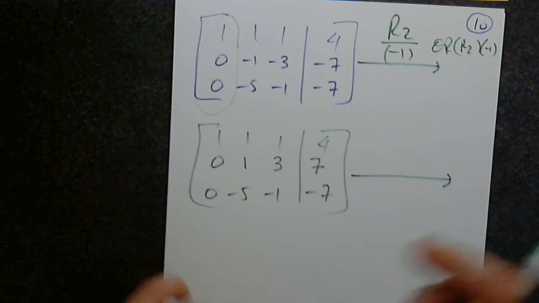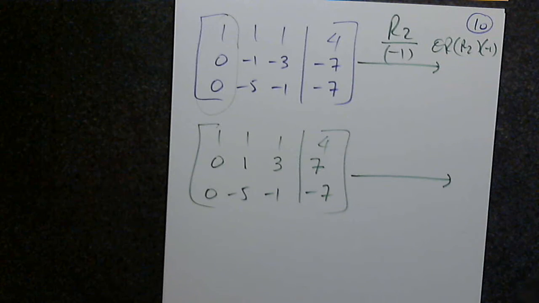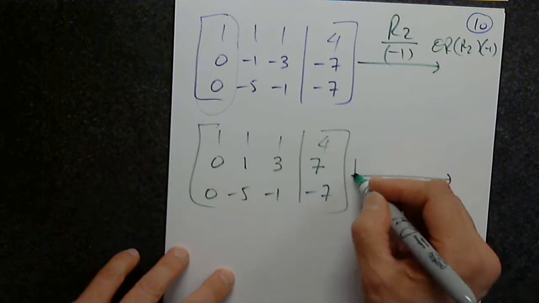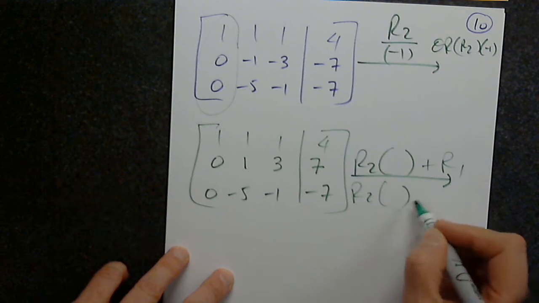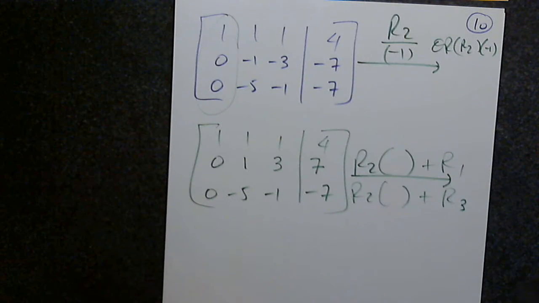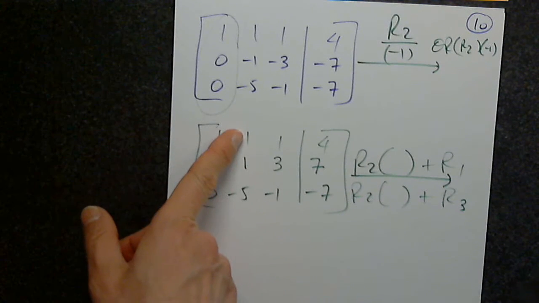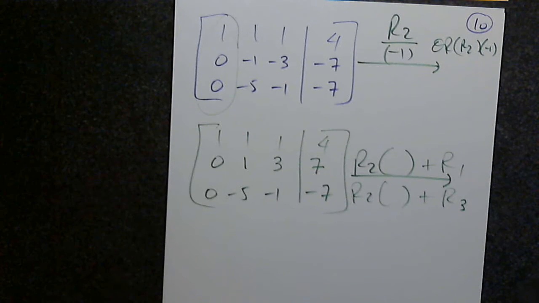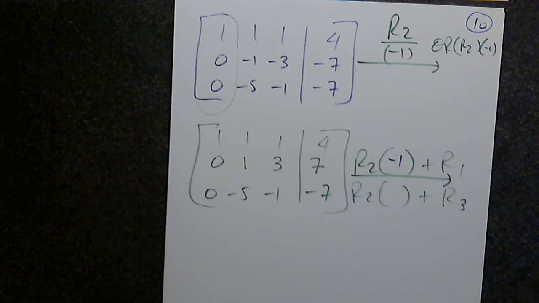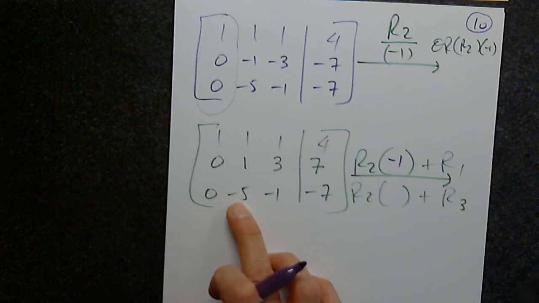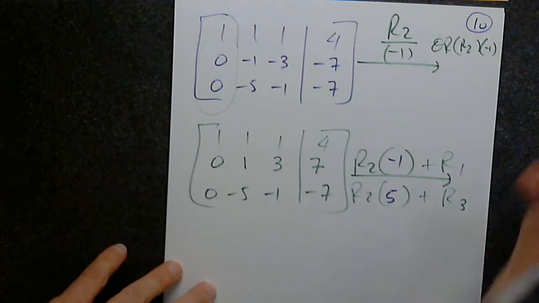So now the next step. Which row do we have to use now? Row 2. Row 2 times something plus row 1. Row 2 times something plus row 3. What do I multiply the 1 to eliminate the 1 at the top? Correct. What do I multiply the 1 to eliminate the -5? Very good. Awesome.